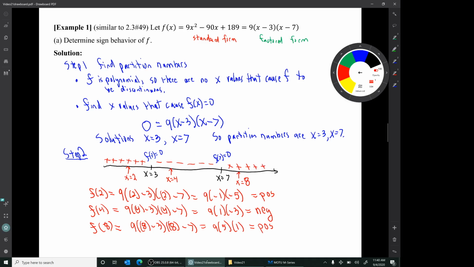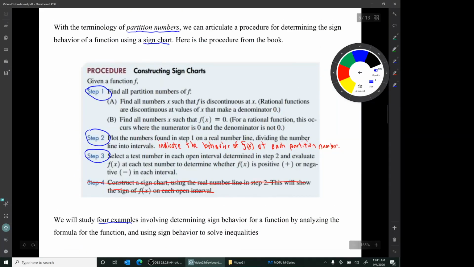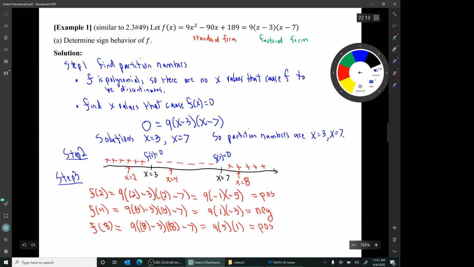Now that's our step 3: finding the sign of the function at each test number. Now remember, that's as far as I go. I don't do step 4. I call this thing that we just built the sign chart. I say that this thing is the sign chart.